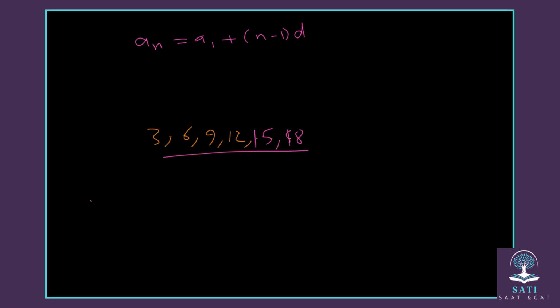To find the sum of an arithmetic sequence, just apply this formula. Take the first term, which is here 3, plus the last term, a_n, and multiply them by the number of terms. How many terms are there? Then you divide by 2.